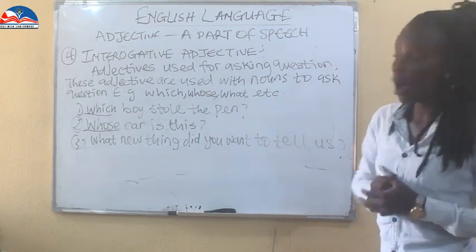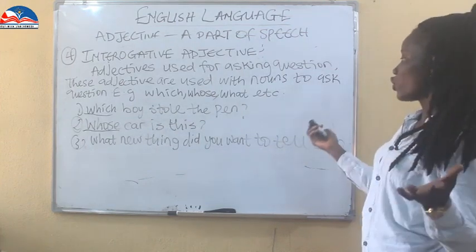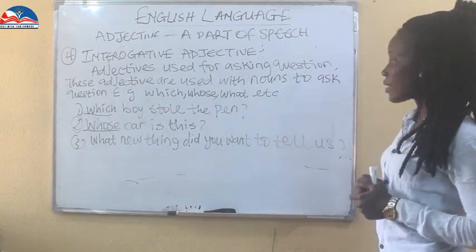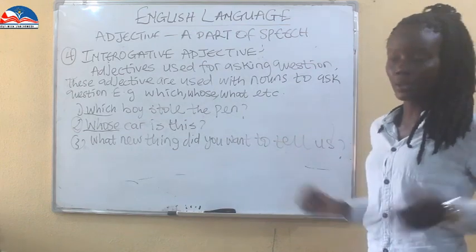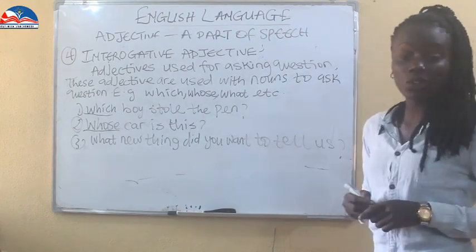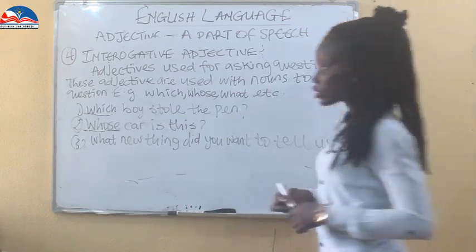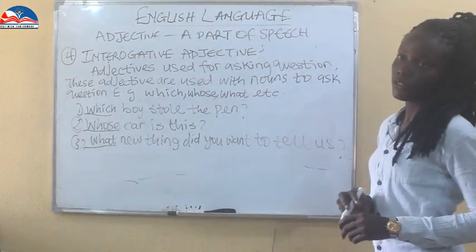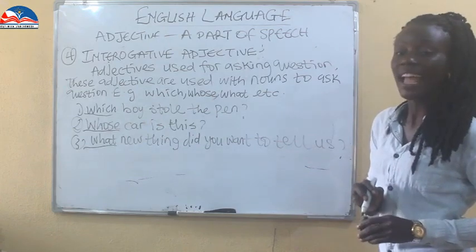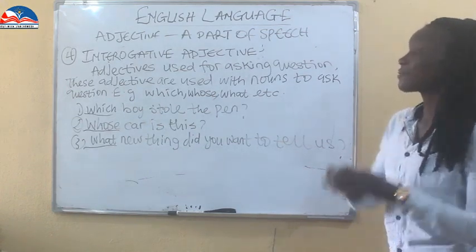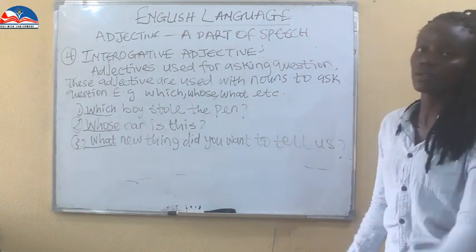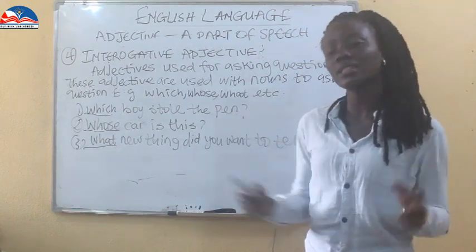The last one: what new thing do you want to tell us? What new thing? It's used for asking questions. What? So, what is what? Interrogative adjective used in asking questions. Interrogative adjectives are adjectives used for asking questions, and they are always used with a noun.